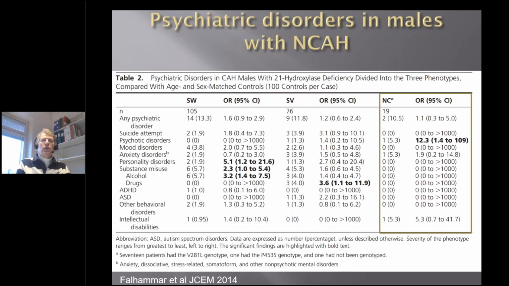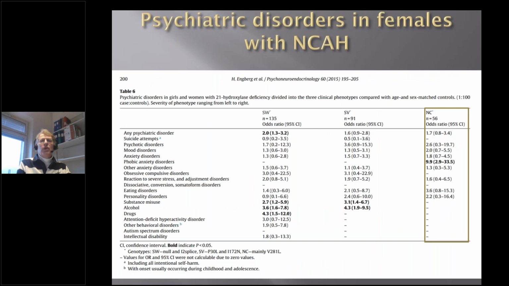In psychiatric disorders, there was no difference compared to controls. The only significant difference was in psychotic disorders, but there was only 1 person with that in the non-classic group. So I think it's a very uncertain finding. And in this study there were only 19 males with non-classic. And in females it was a little bit more, 56 females. And of these, the only significance was in phobic anxiety disorders.